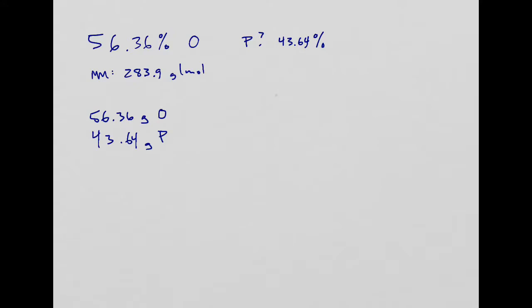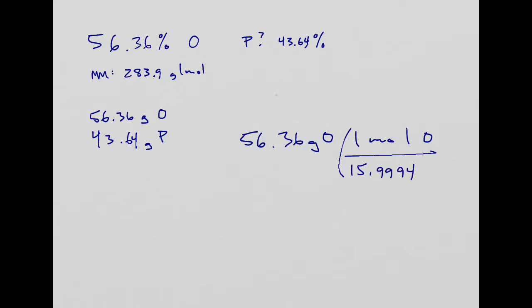Then what am I going to do? Got to do the mole conversion piece here. So I take my 56.36 grams of oxygen. My equivalency is 1 mole of oxygen over 15.9994 grams of oxygen taken from the periodic table. And when I calculate this out, it gives me the value of 3.52 moles of oxygen.